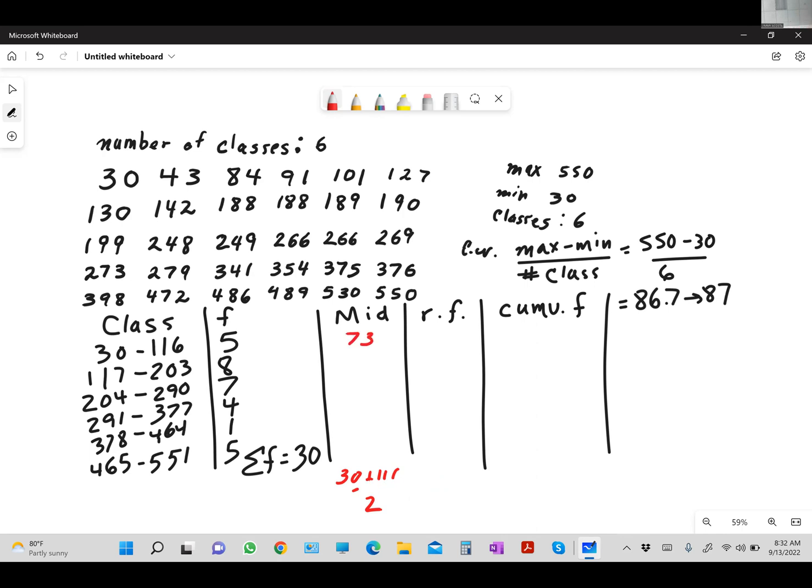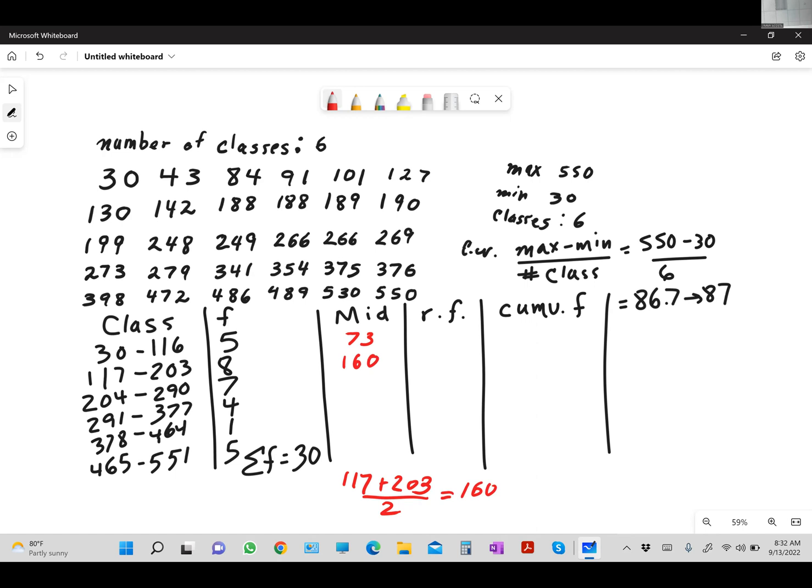Now, once you get that, you need to get the next one. You can just take 117, add 203 to it, and then divide it by 2. 117 plus 203, get that quantity first, that's 320, and then divide it by 2. Don't try to do it all in one step unless you're using parentheses. So you get 160.